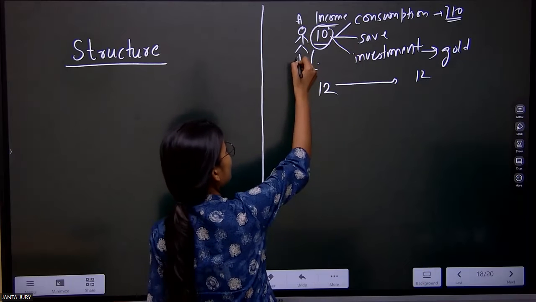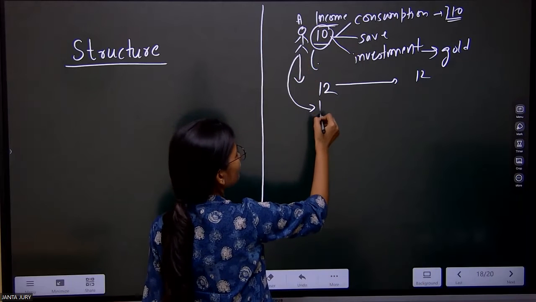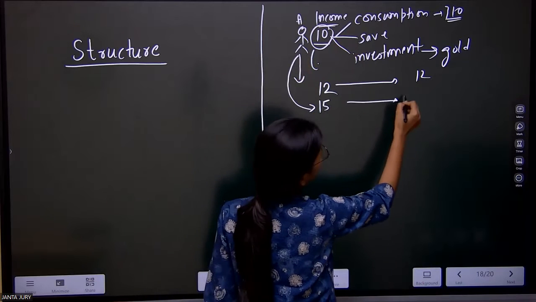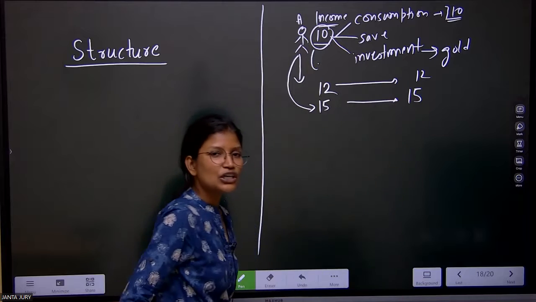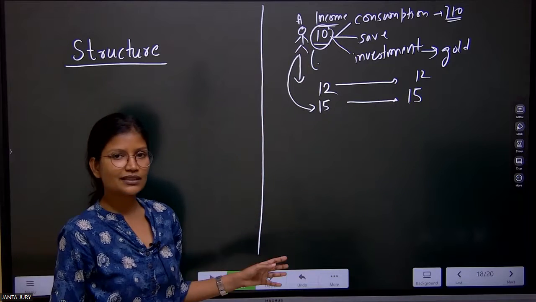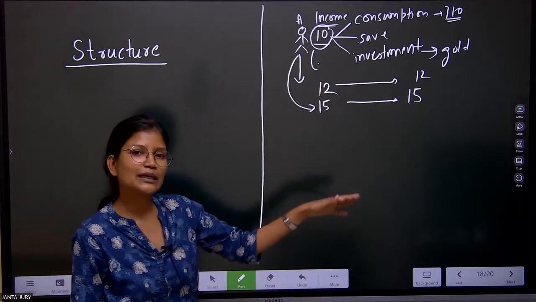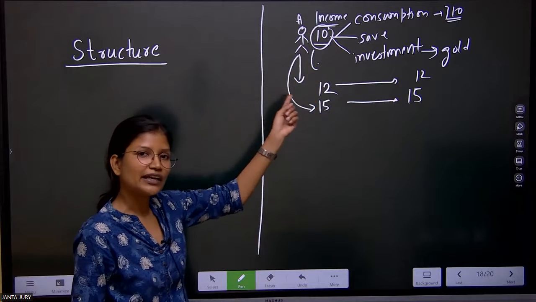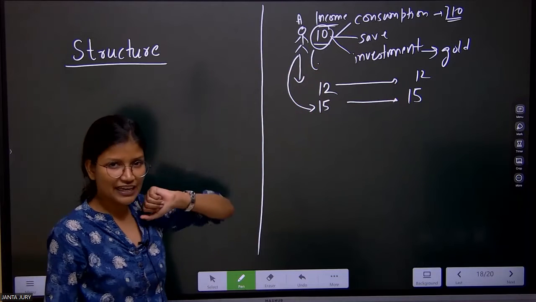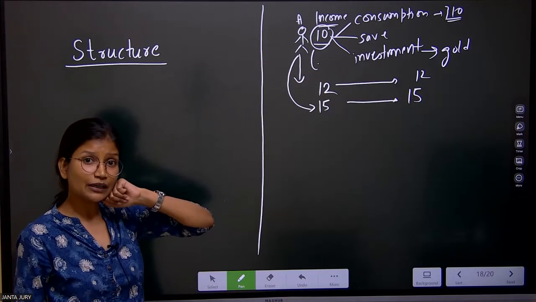But still he has a little more motivation left. So his income increased to 15, but the consumption also increased to 15. So no matter how much his income is increasing, he is unable to save or invest. That means this person A is facing the low level income trap.